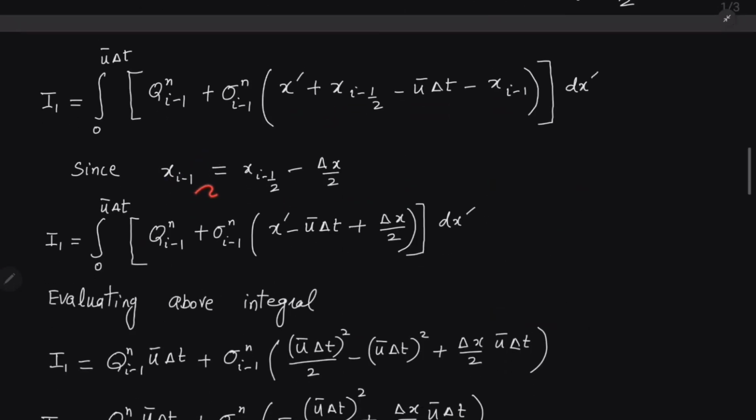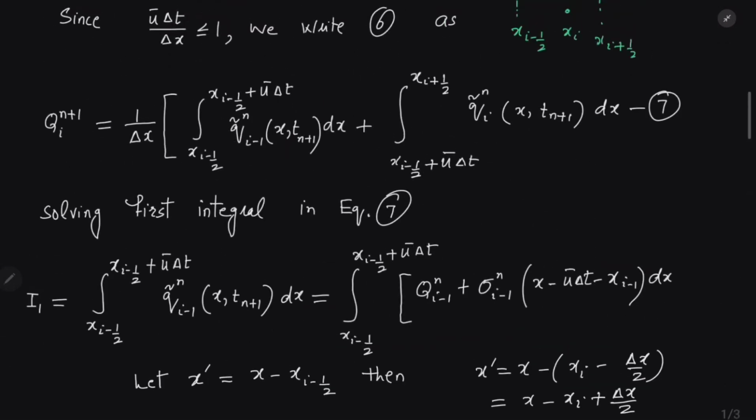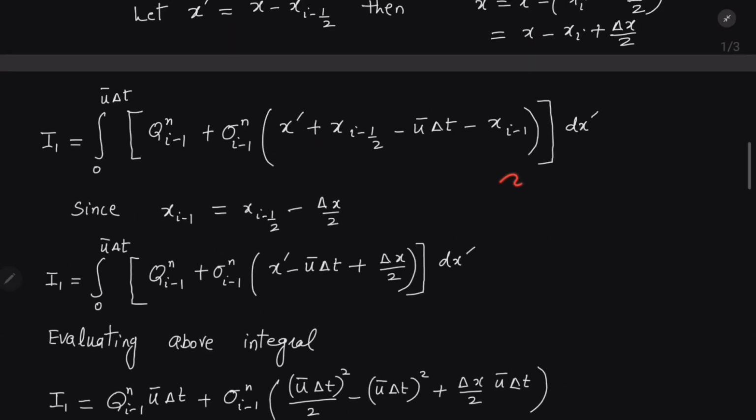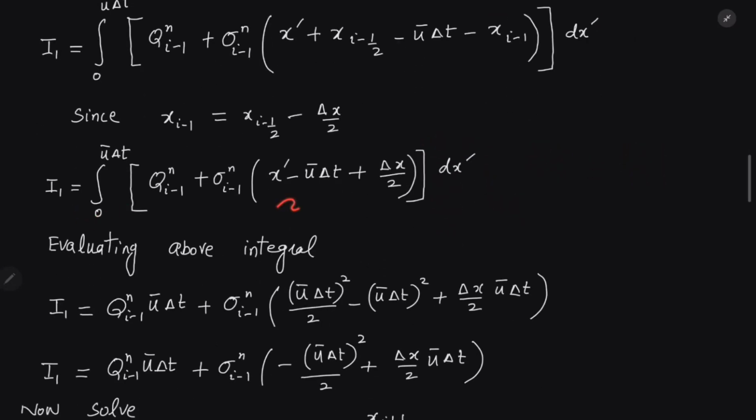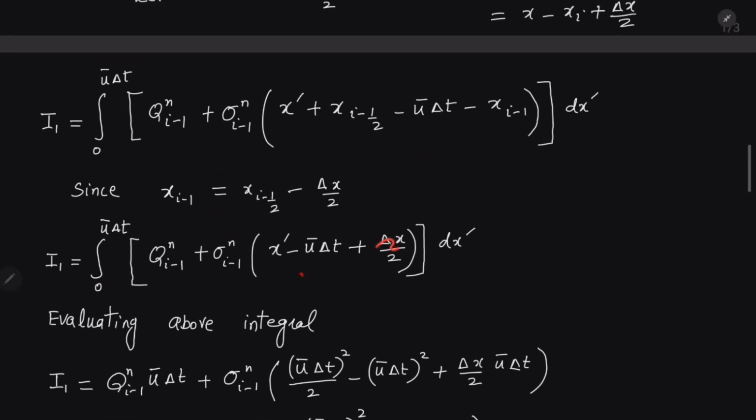We also know that x_{i-1} can be obtained by taking a difference. For example, if we have x_{i-1/2} and here is x_{i-1}, you can reach over here by taking x_{i-1/2} minus delta x by 2. You can reach over here. So in I1, we can replace x_{i-1}.